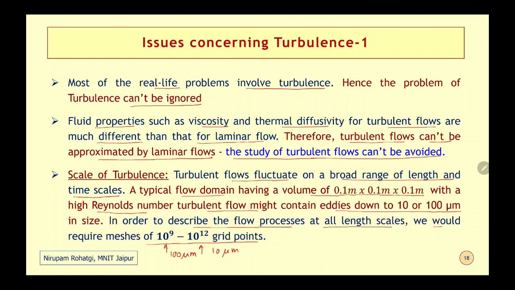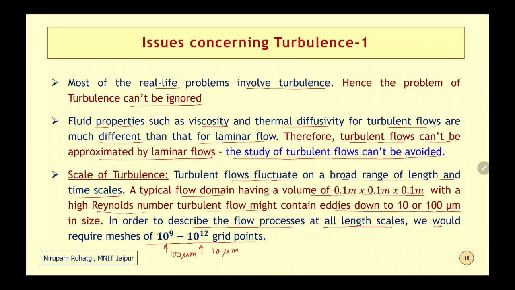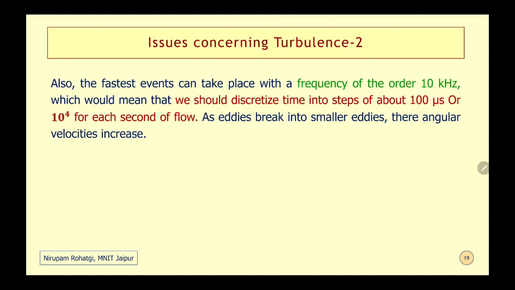Okay, so we'll just discuss why we want to reduce the size of the grid, why this requirement is there. What I am saying here is that because the eddy size is small, you have to reduce the size of the grid. That means the number of cells will increase. Why? I'll talk later on. But at the moment you can remember this, that the number of cells would increase.